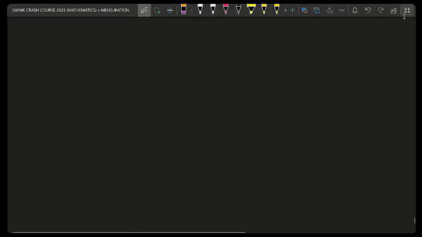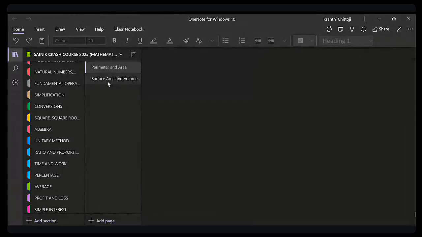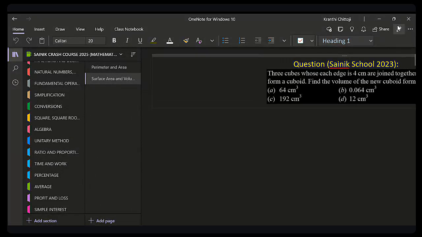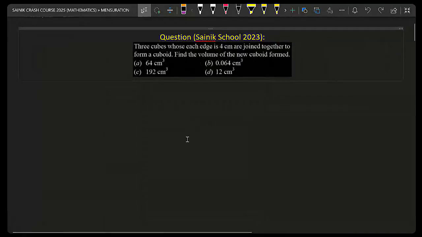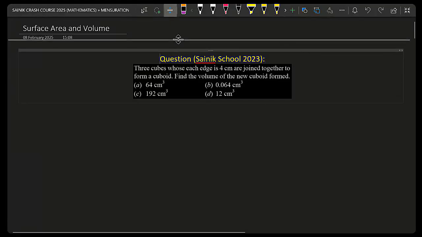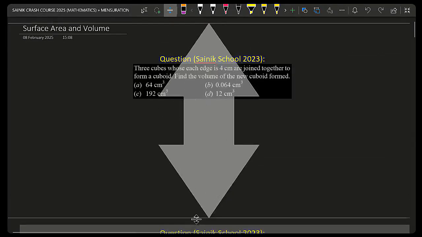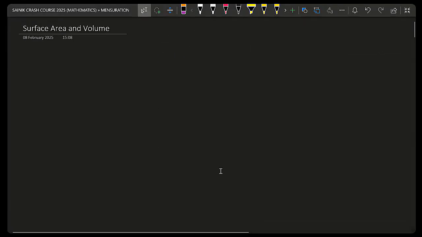So this is about perimeter and area. And next, surface area and volume. We have only two solids in your syllabus, that is cuboid and cube. Let us discuss both of them. Daksh, you can mute now. First let us discuss cuboid formulas.